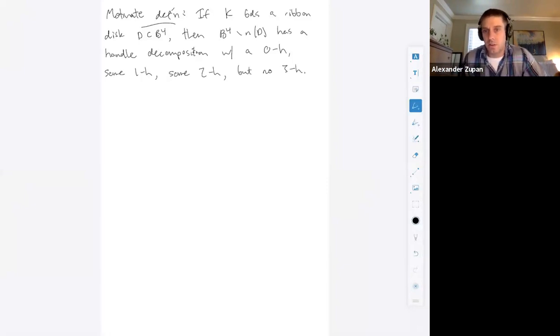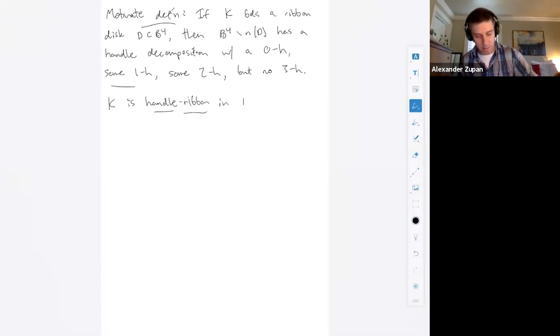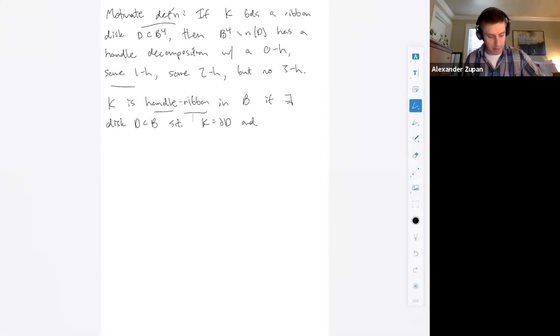So it's sort of like an ambient version of the ribbon disk criteria. We're allowing some critical points, but not others, if you think about a Morse function on the exterior. And so a handle ribbon disk has this property. It's also a definition that makes sense to do in an arbitrary homotopy 4-ball. So K is handle ribbon in some homotopy 4-ball B if there exists a disk D in B such that K is the boundary of D, and B minus the neighborhood of D has a handle decomposition without three handles.